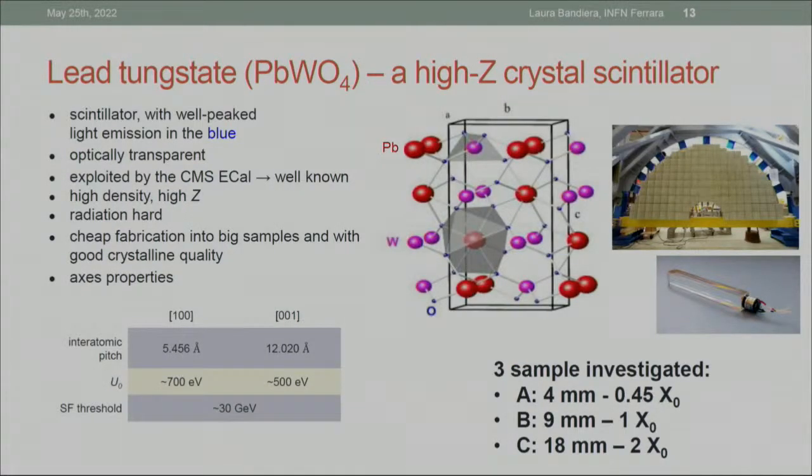So we started our investigation choosing a quite known and cheap high-Z scintillator, lead tungstate, used for the CMS calorimeter and many other experiments. We chose it also because it has a very simple crystal structure. It's a tetragonal structure. Two axes, A and B, are the strongest, and C is a bit weaker, but also strong. The strong field threshold is around 30 GeV, but you can always have some effect even below. But already at 30 GeV the effect is macroscopic, and we tested three different samples: 0.45 radiation length, one radiation length, and two radiation lengths.